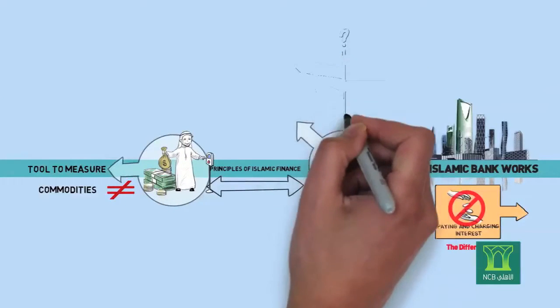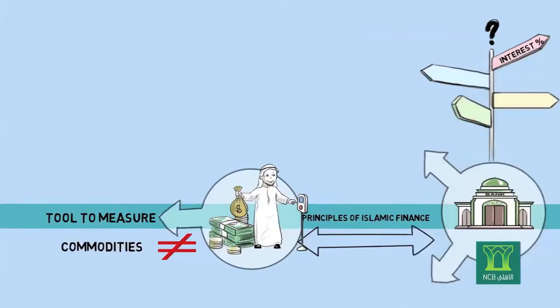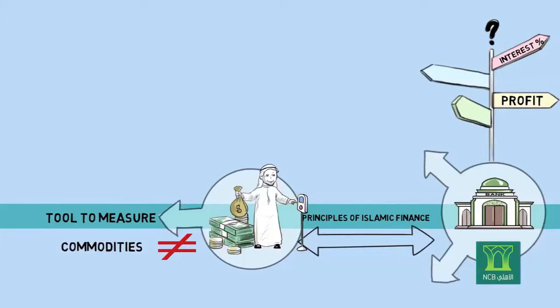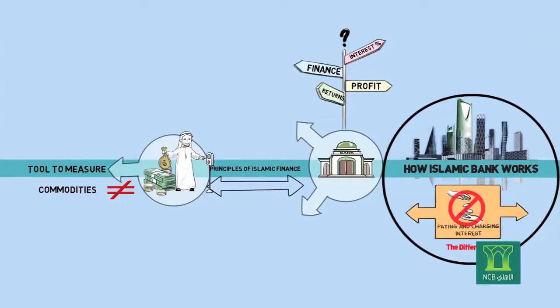So the question is, how will an Islamic bank work without giving or charging interest? How will it make a profit? How will it provide return to its depositors? How will it provide financing to its customers? In a way, how will an Islamic bank work?